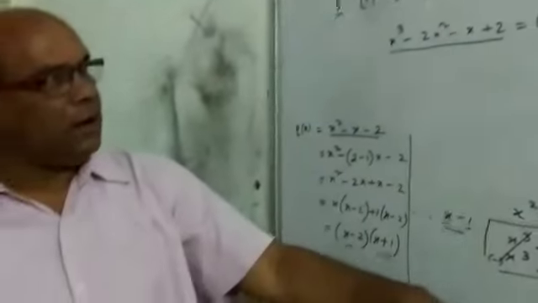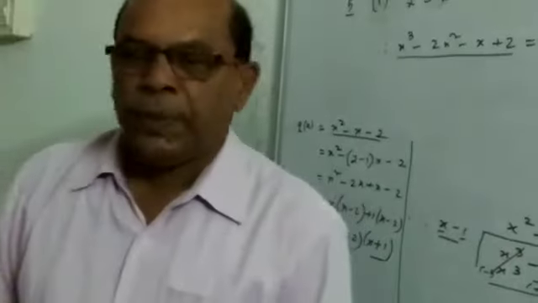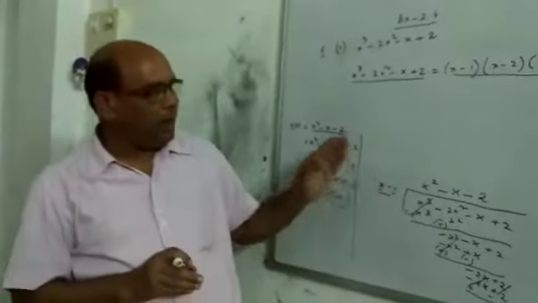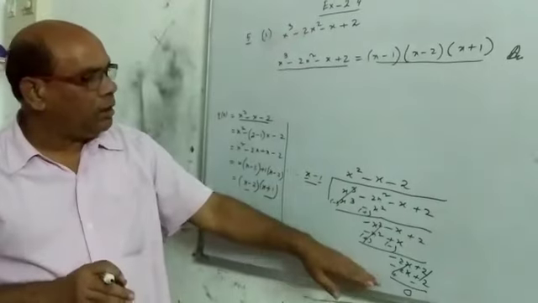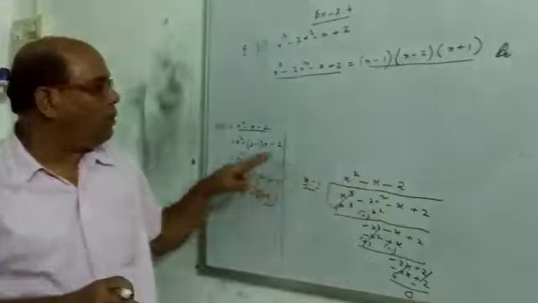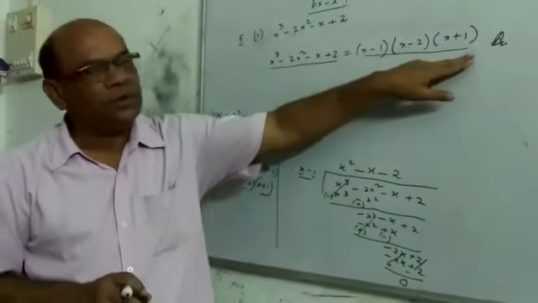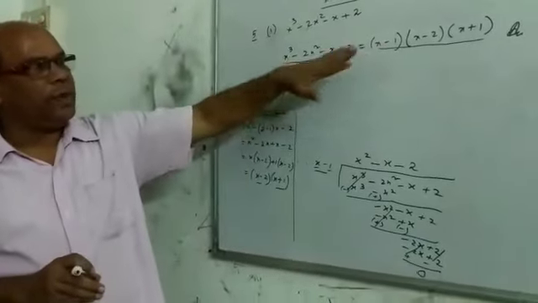Okay, I think it's clear. So the method is that first we have to find 1 zero. Then you will find that one factor. By that factor you divide this polynomial. The remainder should be 0. Whatever quotient you get, you will factorize it. And at last we write that this polynomial is equal to the product of these factors. So it is factorized. This is the answer.